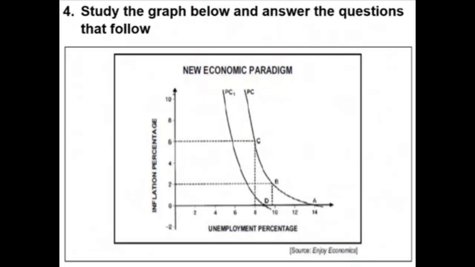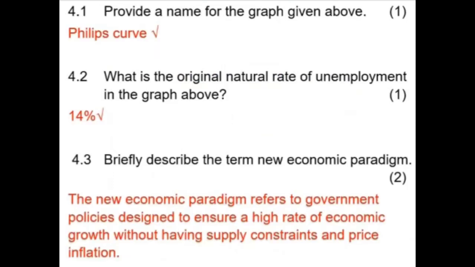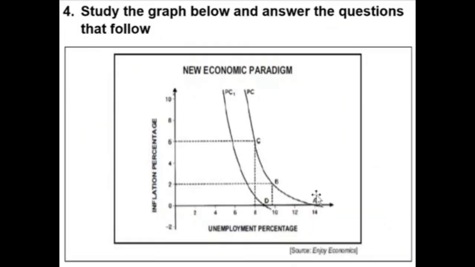So let's see what they ask here. Provide a name for the graph. We know the Phillips curve. Yes, we've got that. What is the original natural rate of unemployment in the graph above? Okay, so let's check here. What is the natural rate of unemployment? So what do they mean by natural? How many people must be unemployed for inflation to be zero? And that is there because we are looking at the original.